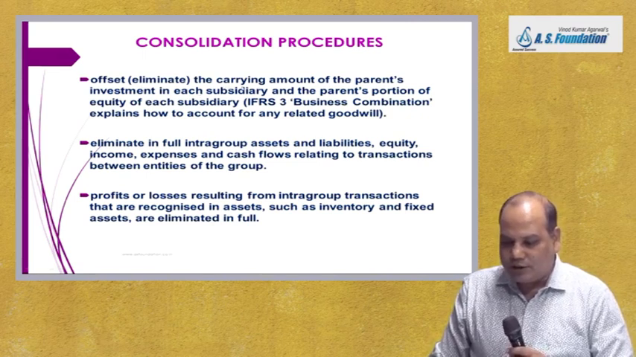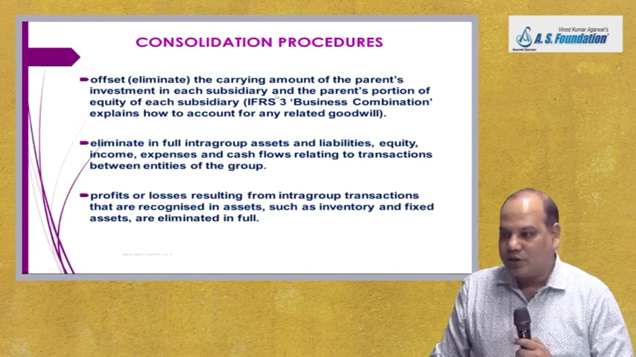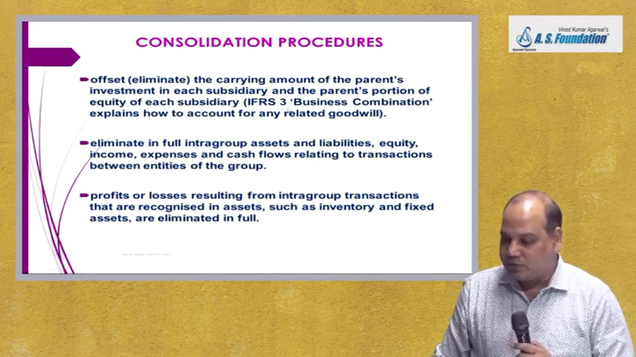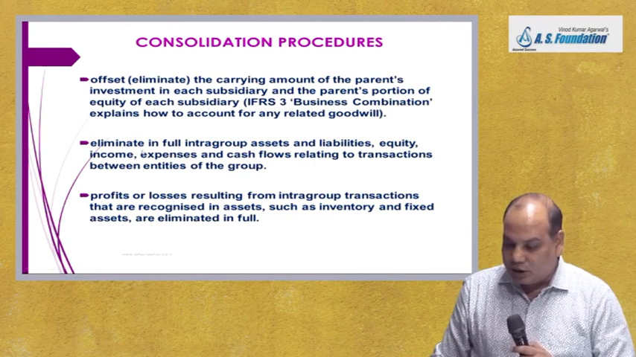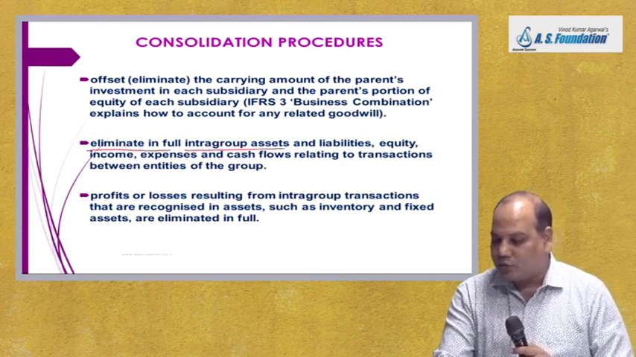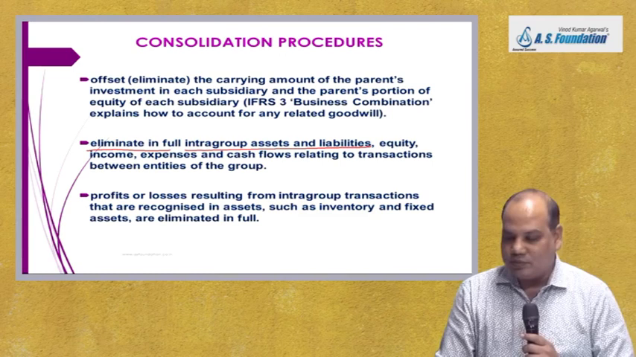Offset or eliminate the carrying amount of the parent's investment in each subsidiary. So the parent's investment in subsidiary will not appear; it is eliminated against the parent's portion of equity of each subsidiary by applying IFRS 3. Then eliminate in full. Next transaction, very important, but this is an easy adjustment: eliminate in full intra-group assets and liabilities.